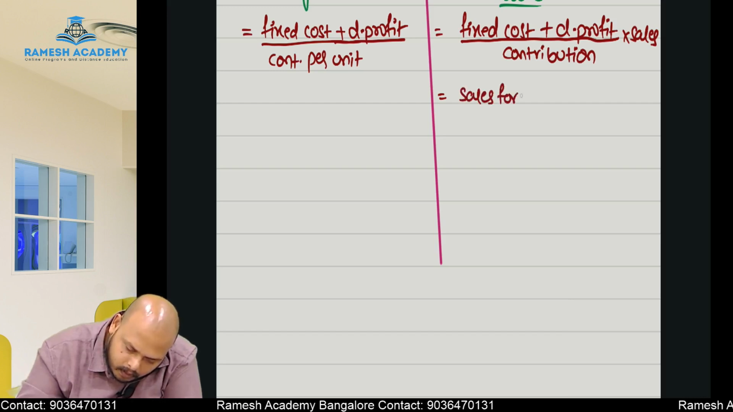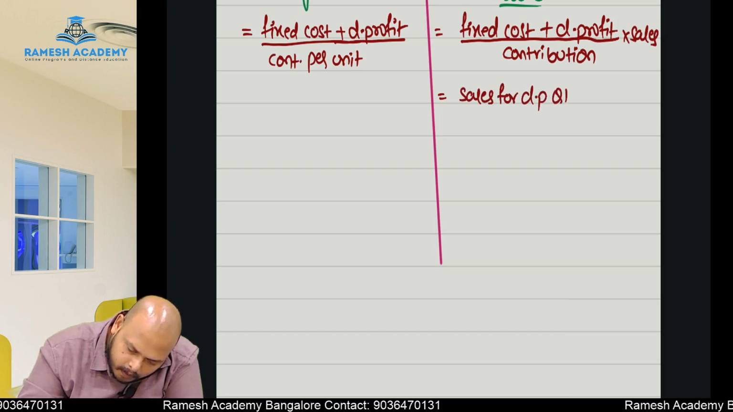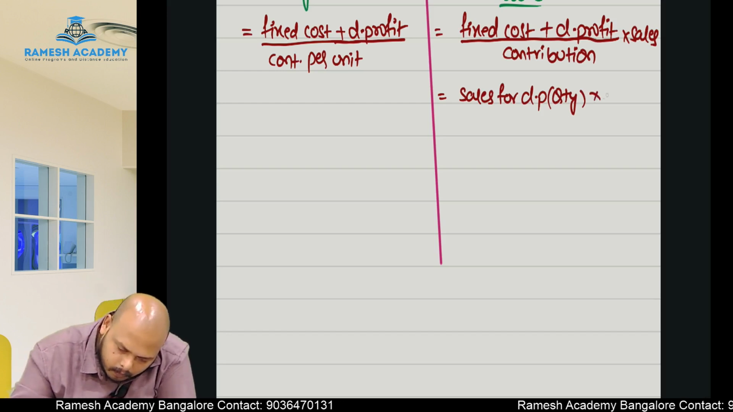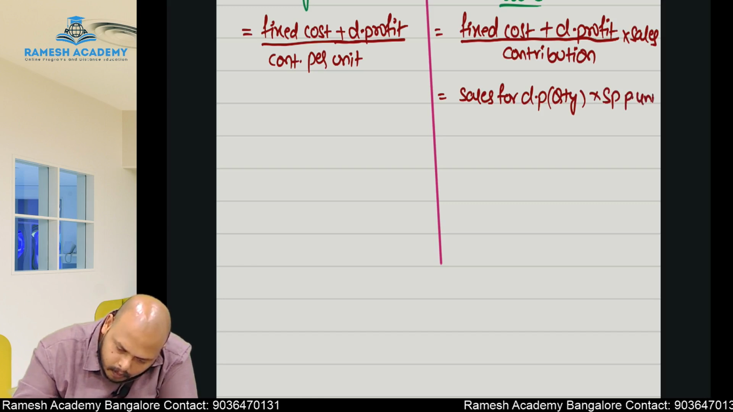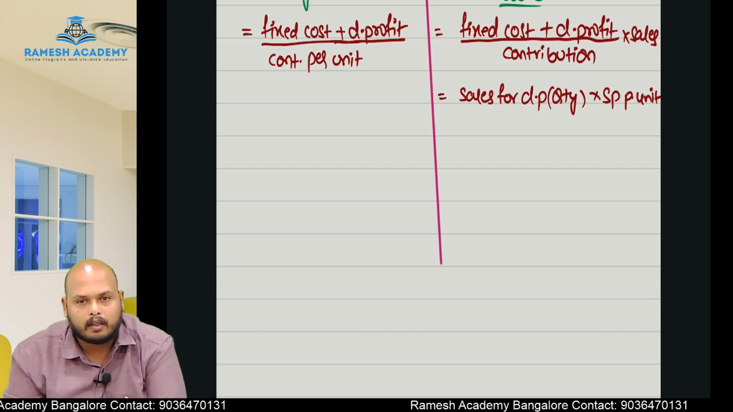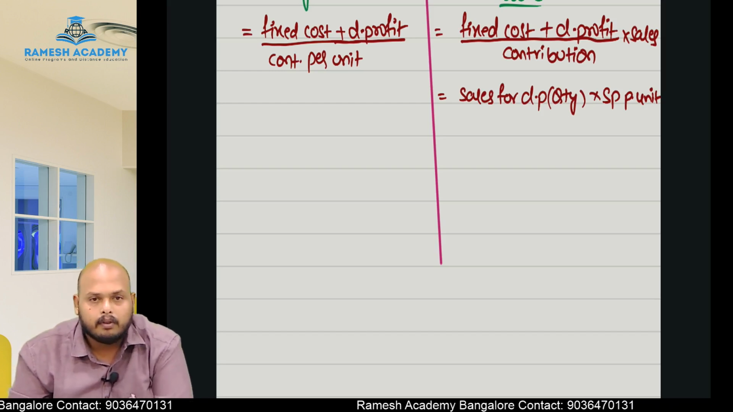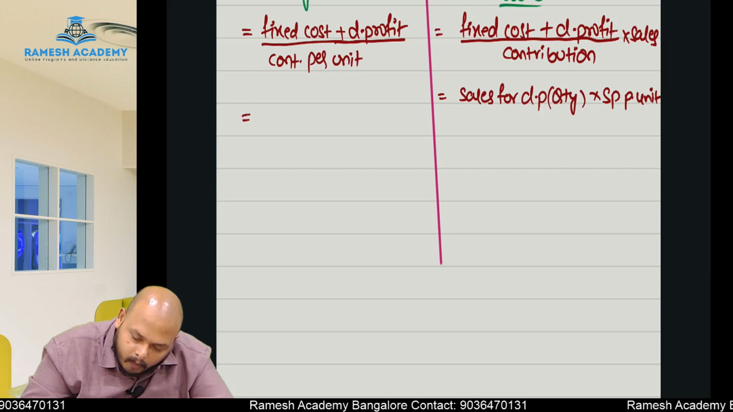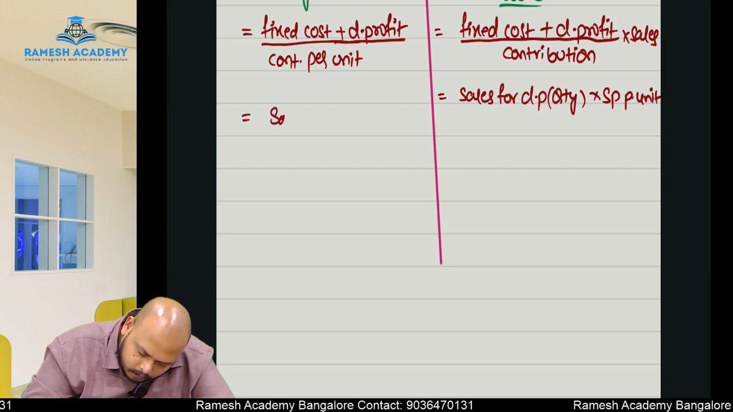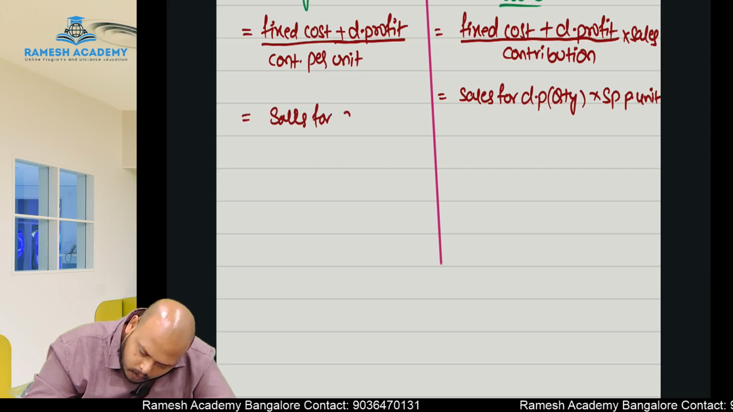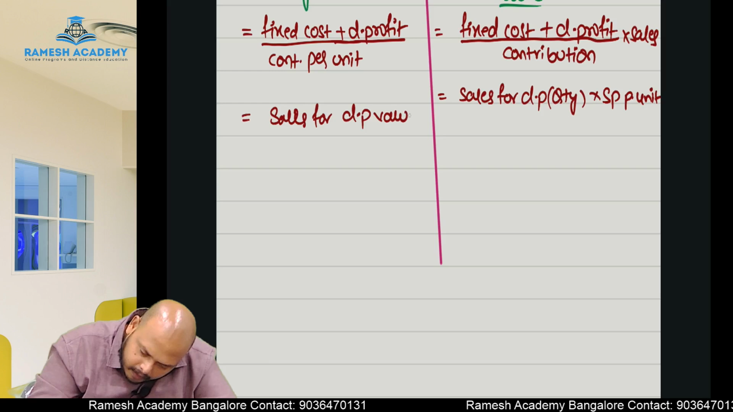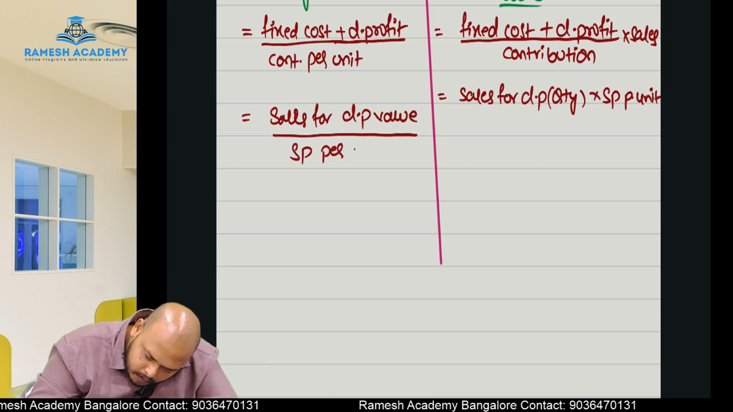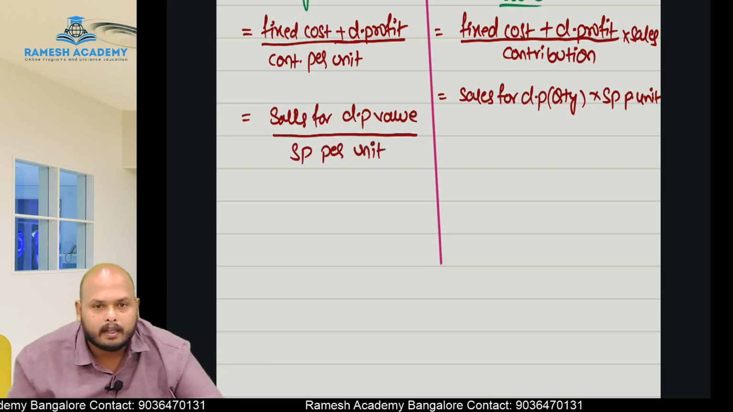Sales for desired profit quantity, sales for DP, DP means desired profit, quantity into selling price per unit. This is the formula you can write. Again, here we can write one more formula. What is the formula we can write for quantity? Sales for desired profit value divided by selling price per unit.